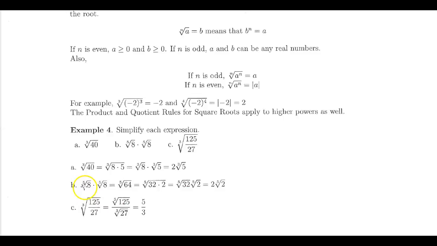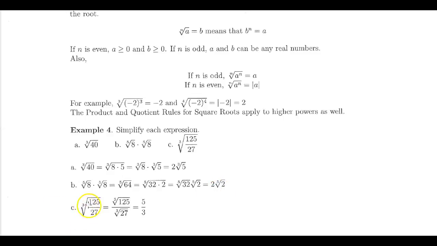And if we take the fifth root of 8 times the fifth root of 8, that's a fifth root of 64. And then I know 2 to the fifth is 32. So I can write 64 as 32 times 2. That's a fifth root of 32 times the fifth root of 2, which is 2 times the 5th root of 2. So we're using the product rule there.